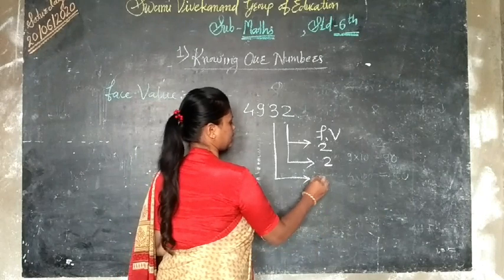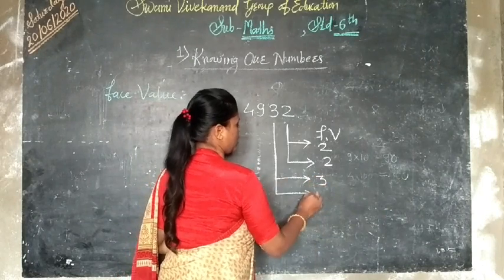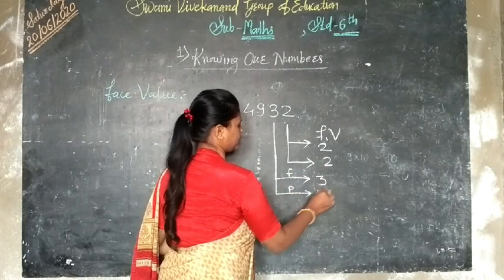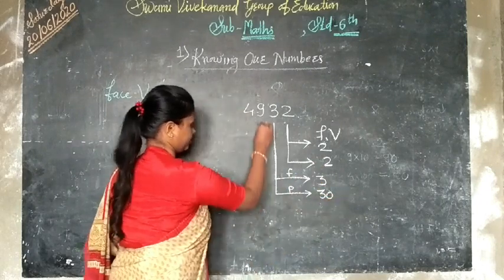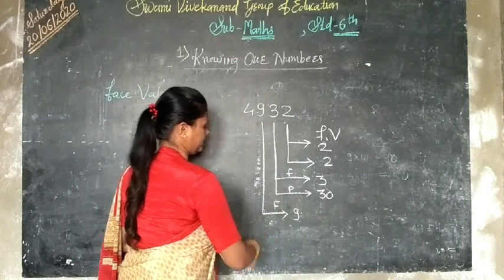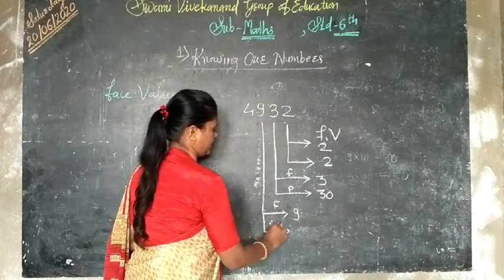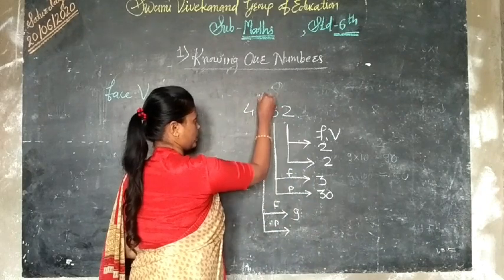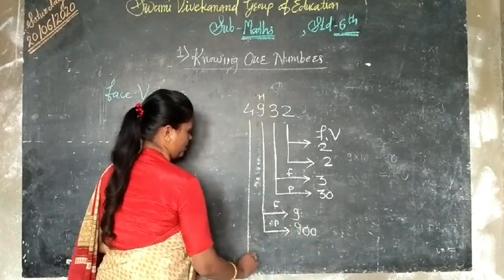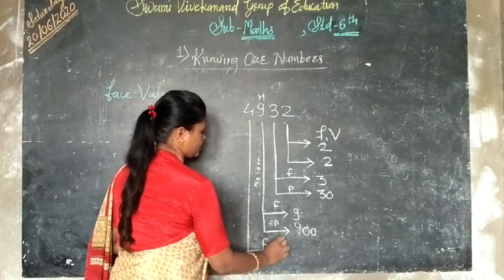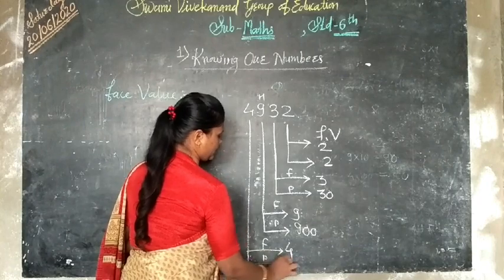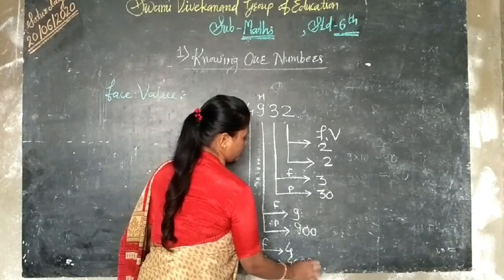Face value of 3 is 3, whereas the place value of the 3 is 30. Face value of 9 is 9 as it is, whereas the place value of 9, which is in the hundreds place, is 900. The face value of 4 is 4, whereas its place value is 4000.